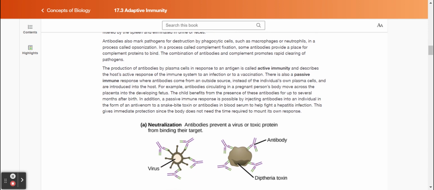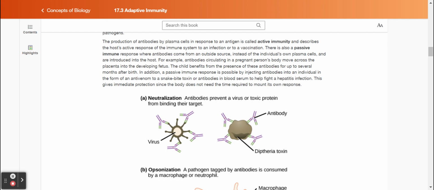Antibodies also mark pathogens for destruction by phagocytic cells, such as macrophages or neutrophils, in a process called opsonization. In a process called complement fixation, some antibodies provide a place for complement proteins to bind. The combination of antibodies and complement promotes rapid clearing of pathogens.